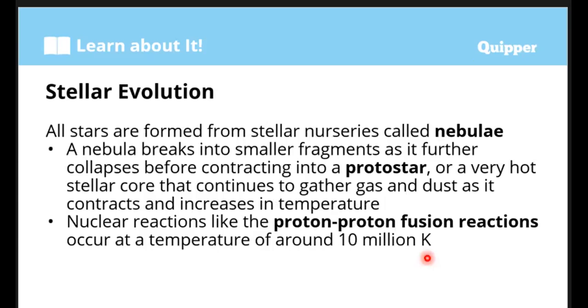All stars are formed from stellar nurseries called nebulae, and a nebula breaks into smaller fragments as it further collapses before contracting into a protostar, or a very hot stellar core that continues to gather gas and dust as it contracts and increases in temperature. So take note that stars are being formed.